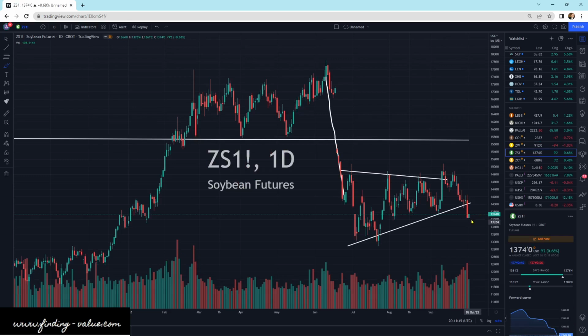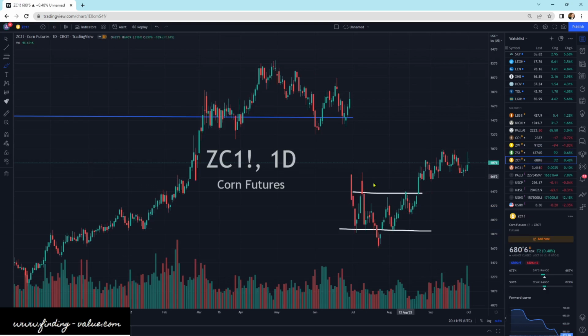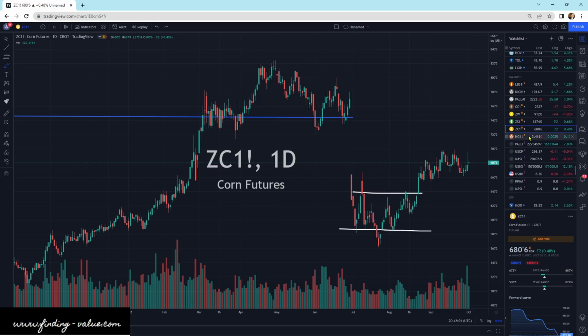Soybeans. This is broken to the downside. I think we're going to see a downside move here still. We could come up and do a retest move before heading lower in the short term. Corn looking all right. We're losing a little bit of momentum. We're starting to round off a little bit. So we could see some selling pressure in corn.